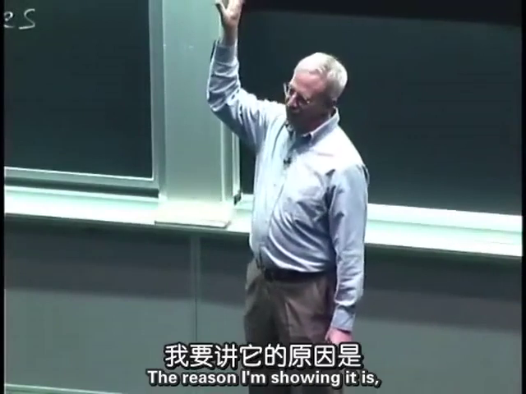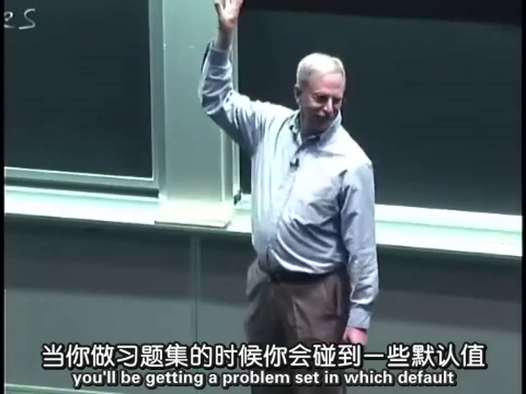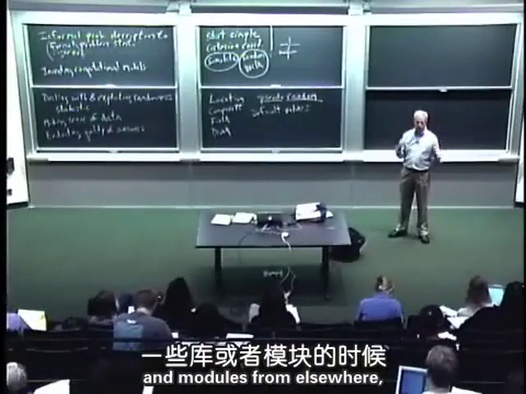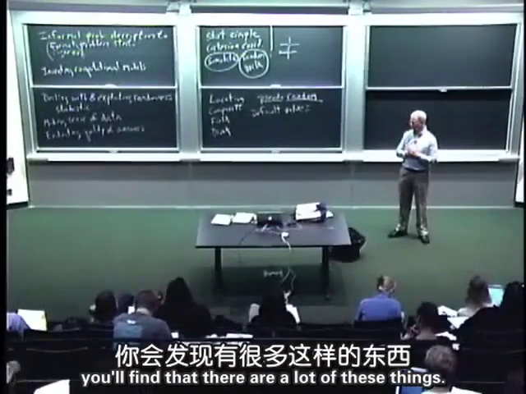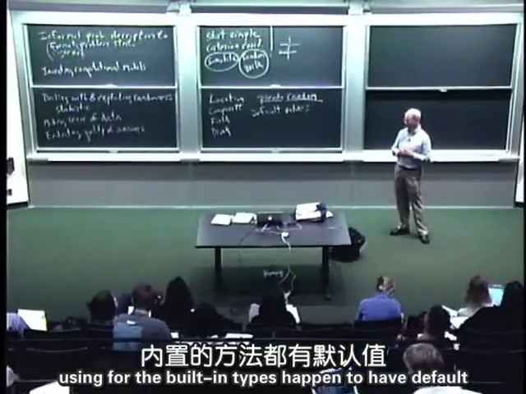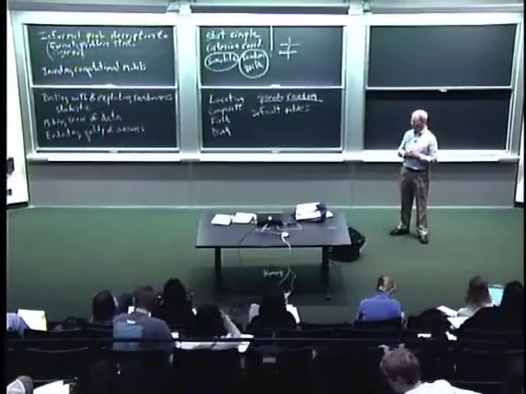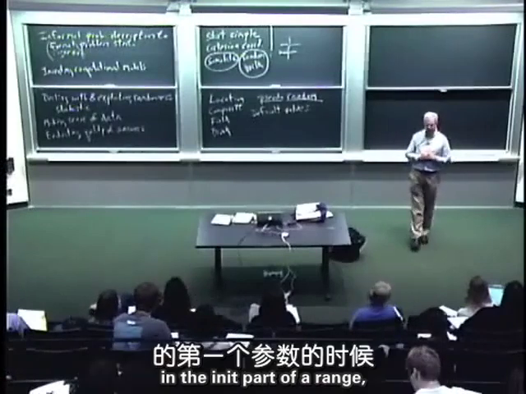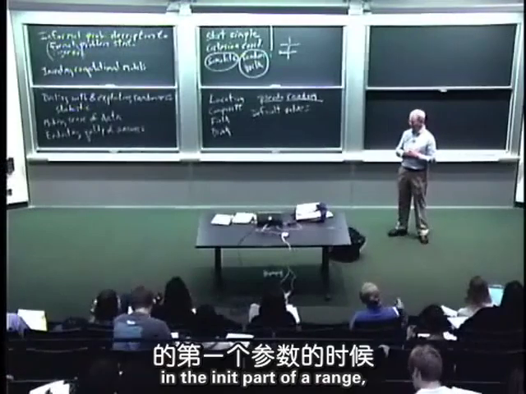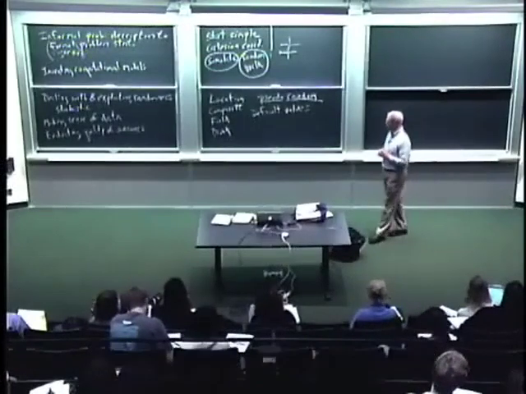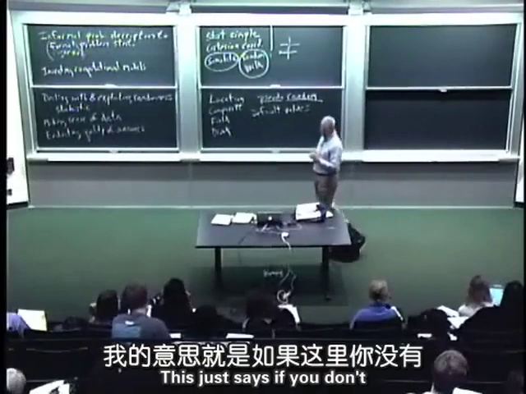The reason I'm showing it is you'll be getting a problem set in which default values are there because we're using some other things. And as you bring in libraries and modules from elsewhere, you'll find that there are a lot of these things. And in fact, a lot of the functions you've already been using for the built-in types happen to have default values. For example, when you look at range, it's actually choosing, say, 0 as the start. But don't worry about it. This just says if you don't pass it a time, use 1.